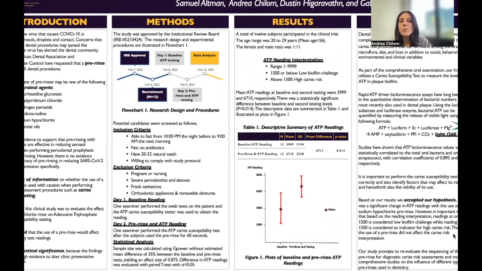The study was approved by the Institutional Review Board. We have a flowchart of our procedures. Upon IRB approval, we recruited 12 individuals for our study and received our baseline readings on our first day. 24 hours later, we conducted the same readings, but with a pre-rinse, and laid out our results and analyzed our data. We have our inclusion and exclusion criteria listed here.